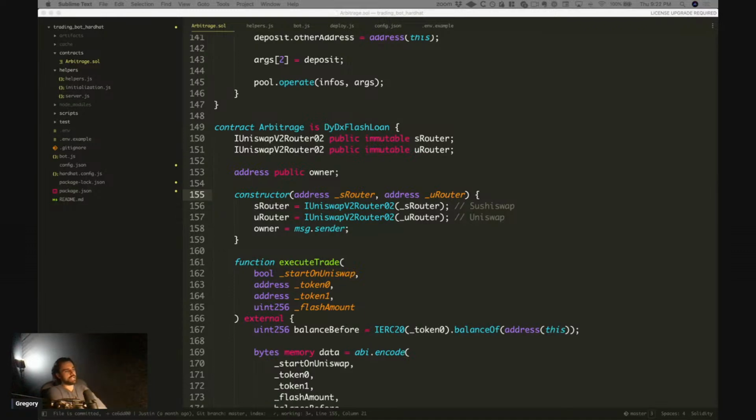Factory is the Uniswap factory. That's not the pool address. The factory is the factory that deploys all the different pools.